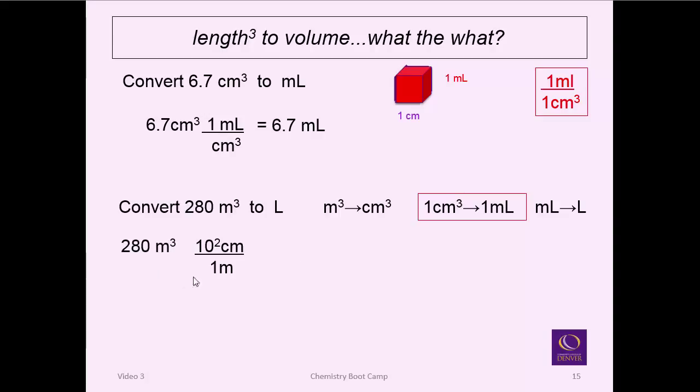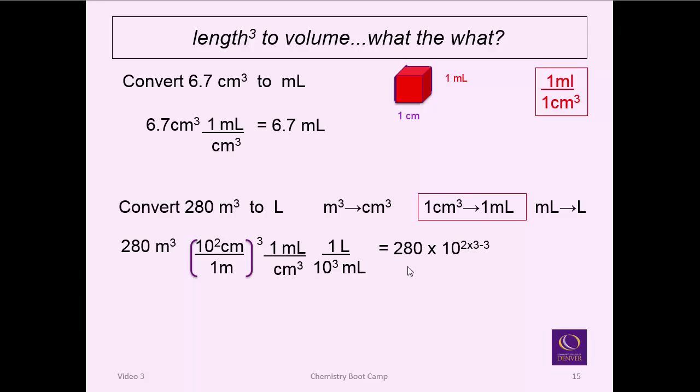280 cubic meters. I use my first conversion factor. Once again, I have an issue because that's a cubed unit, and this is only a one-dimensional unit. So remember how we fix that? We cube up the whole thing. So now we basically have canceled out our cubic meters. That applies to both the meters and the centimeters. And now if I have cubic centimeters, I can turn it into mils with this conversion factor. And the last one is how many milliliters are in a liter, which is 10 to the third, or 1,000.